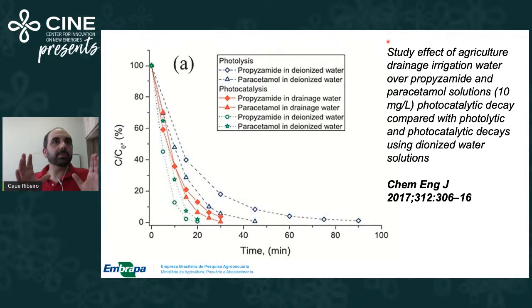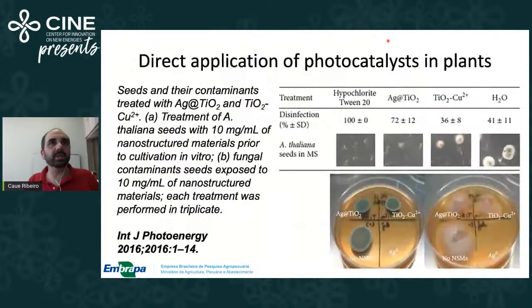We can go to a more applied situation, and we can think not only of the oxidative role of the semiconductors over the pesticides, but use them as a pesticide. This has not been explored too much in the literature, but we found some examples. For instance, the utilization of some titanium oxide treated with silver and treated with copper ions over the surface to control the contamination of fungi over seeds.